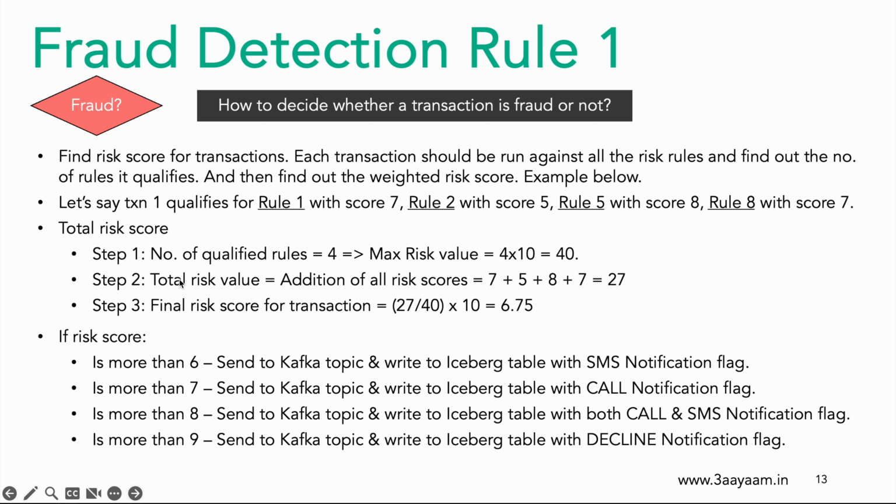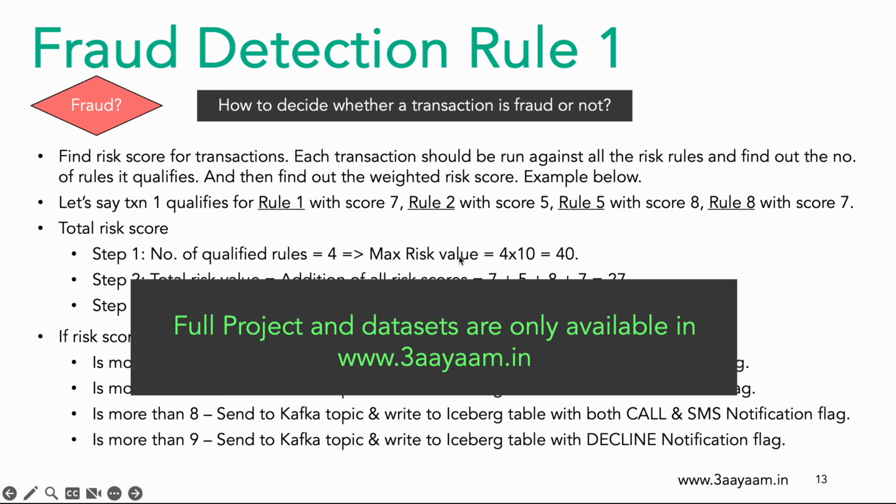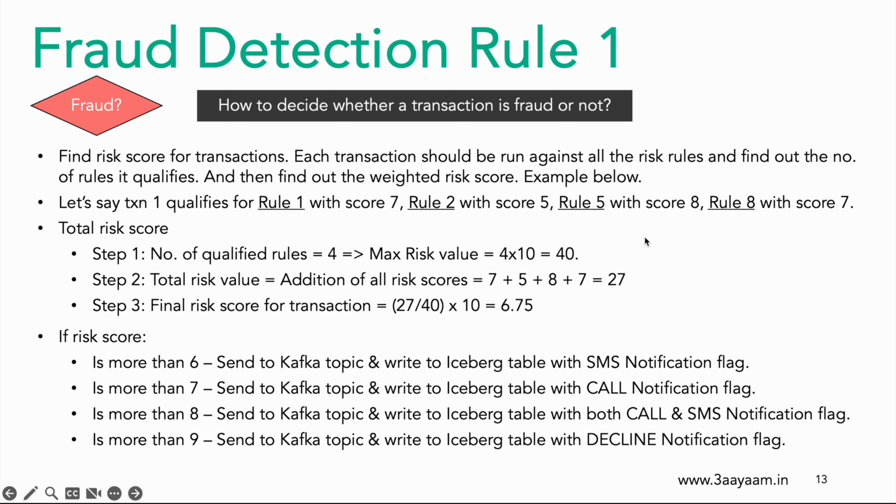In step number 2, we'll have to find out the total risk value for that transaction. So max risk value is not the actual risk value. You'll have to find out the actual risk value, and you can do that by adding all the risk scores. Now in this case, transaction 1 has qualified for 4 rules and the scores are different. For rule 1 the score is 7, for rule 2 the score is 5, for rule 5 the score is 8, and for rule 8 the score is 7.